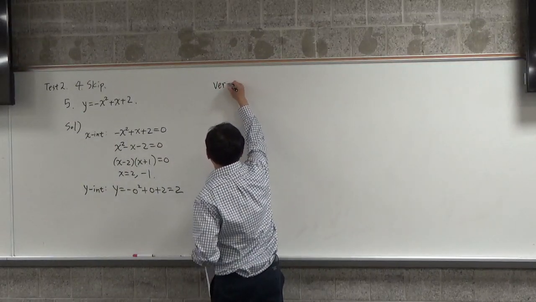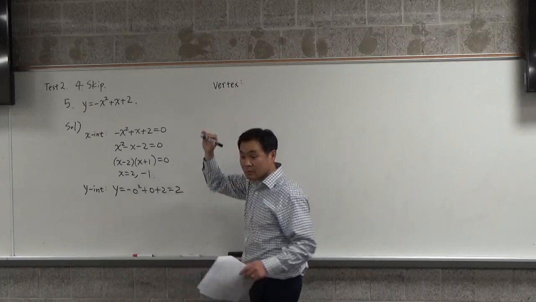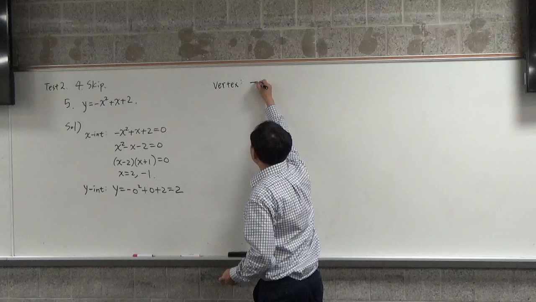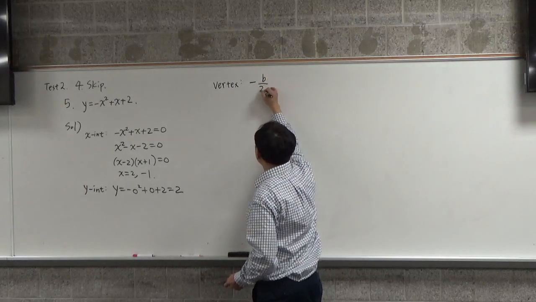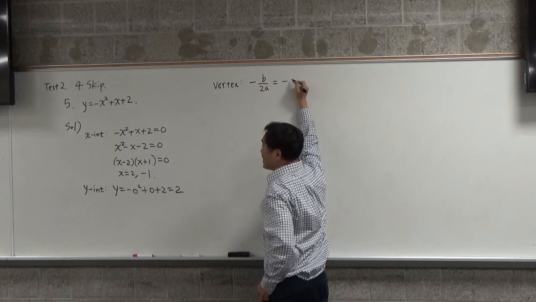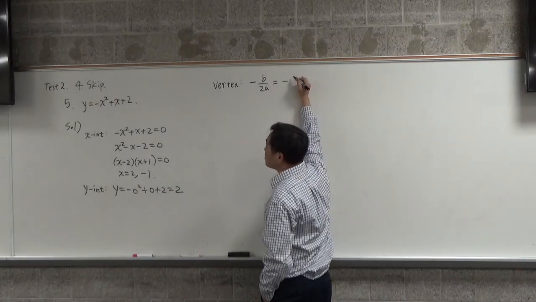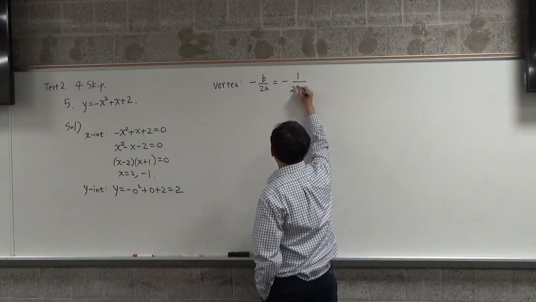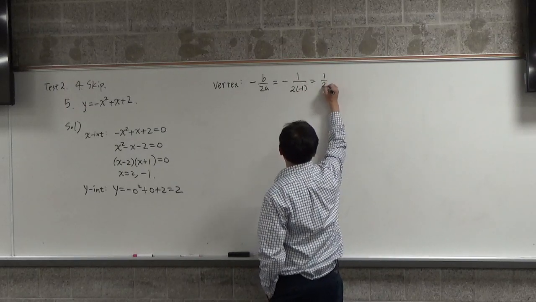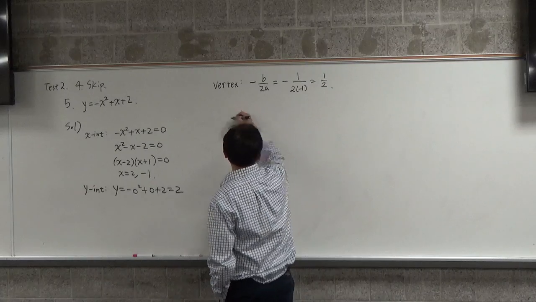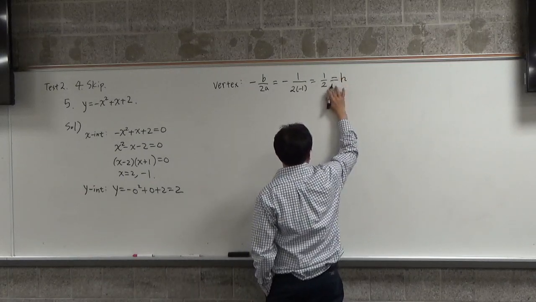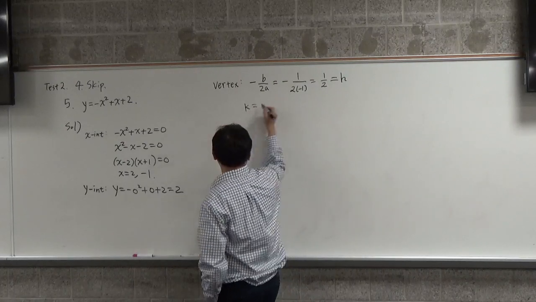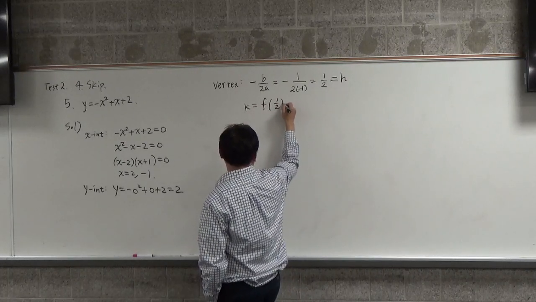How do you do the vertex? What's the formula for the vertex? Negative b over 2a. What's our b? No, it's the number in front of x, which is 1. What's a? Negative 1. So it's going to be positive 1/2. But that's only going to be your x-coordinate of the vertex, right? But the k has to be evaluated by the function at h.